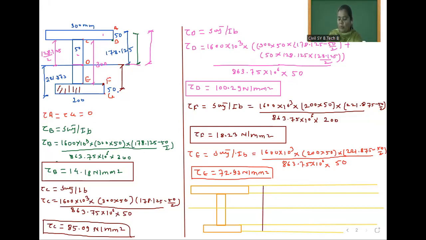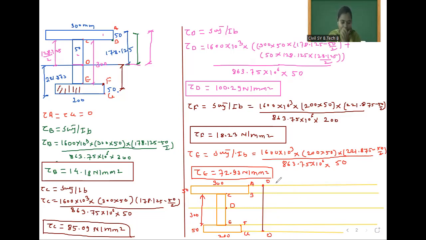Okay, first we will mark points and then we will draw. This is A point, B, C. This is D. This point is E. This is F. And last one is G. This distance is 300. This is also 300. This is 50 and this is also 50. This is 200. So shear stress at A is 0. Shear stress at G is 0.